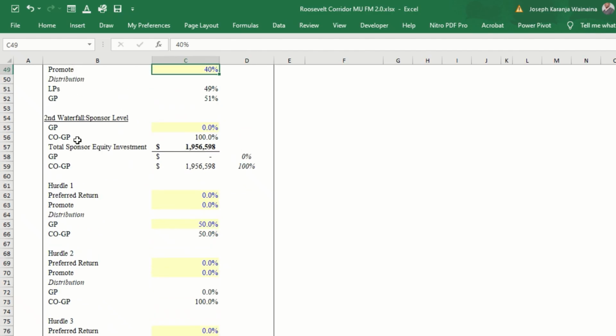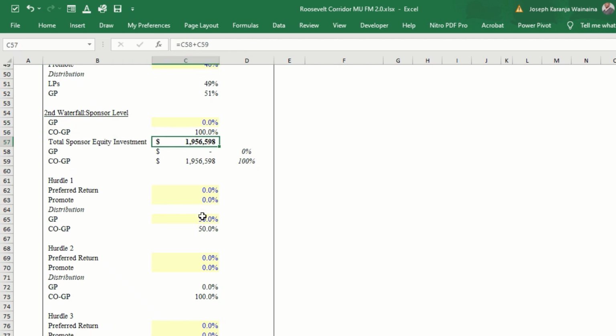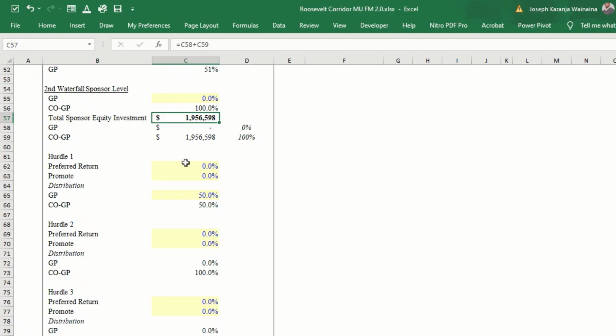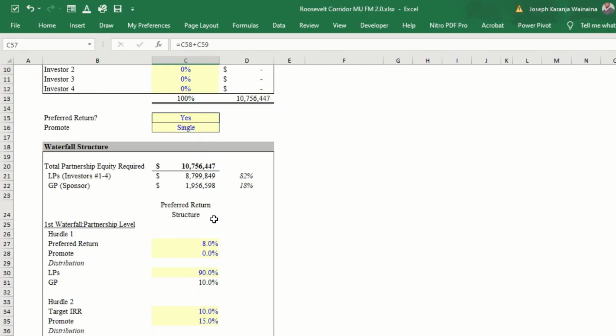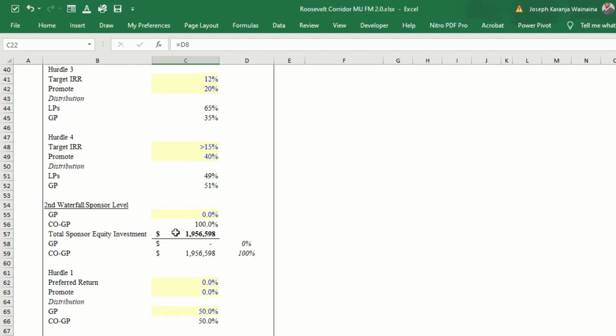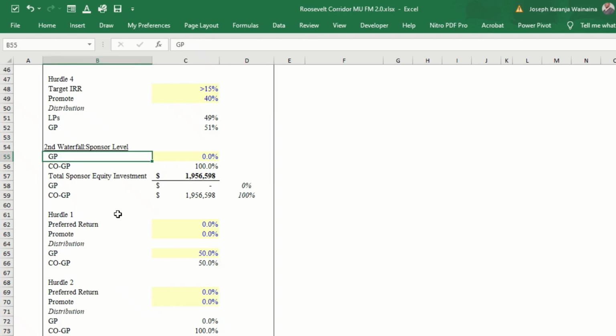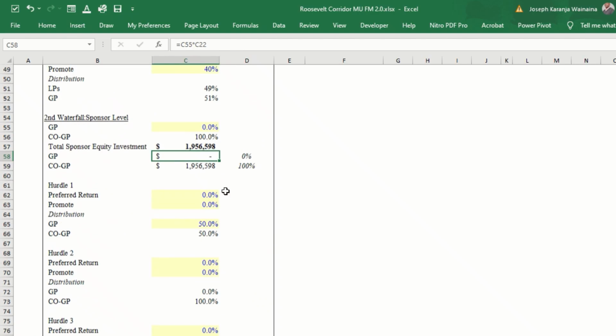If it's a double, we also have the GP and the co-GP. I do have the total sponsor. This one, 1.956, is based on what the GP is contributing. So we can have a GP and a co-GP. Then you have the allocation. If the GP is not contributing anything, it's totally the co-GP. Then you can also say this one is 10%, so we have 10 and 90. So you have the GP contributing, and you also have the co-GP, at least to align interests.